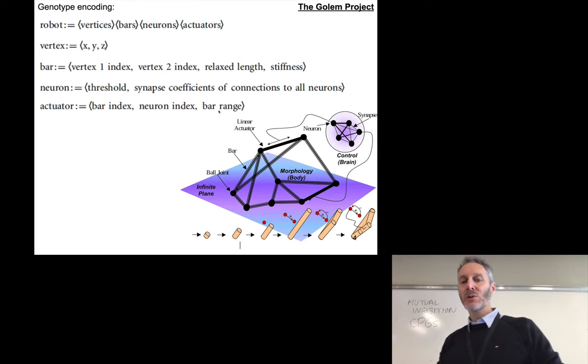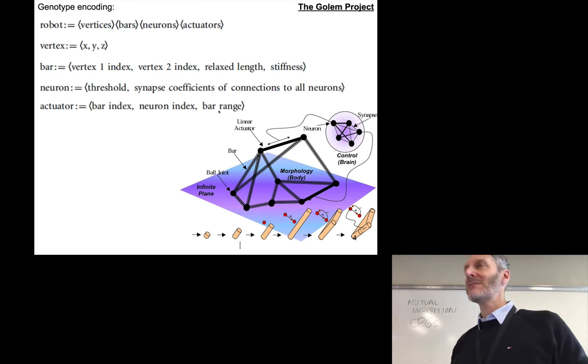And the third parameter of that actuator or that motor is bar range. What is the motor here? It doesn't actually say, but from all these hints, what are the motors and how are they acting on the robot's body?